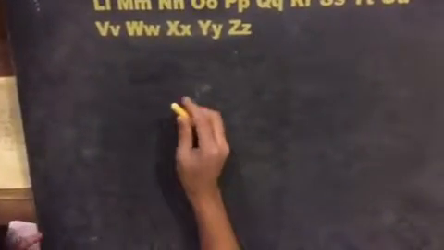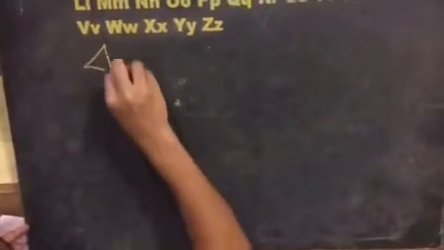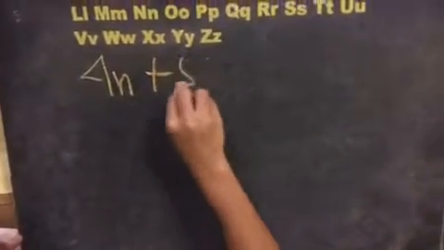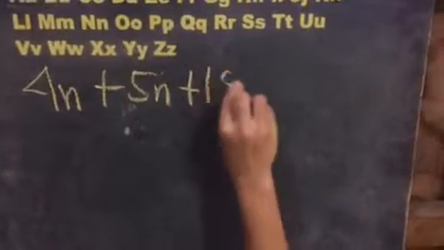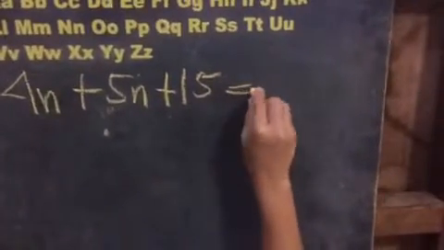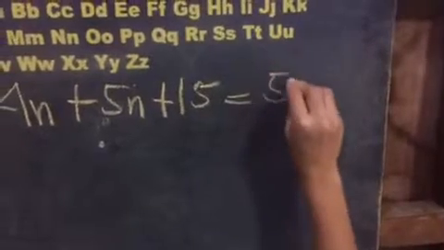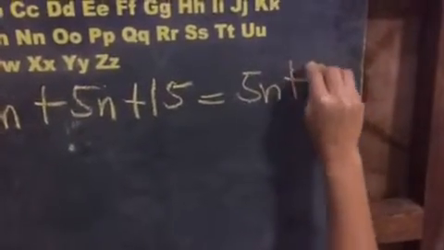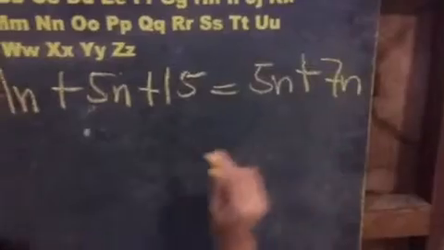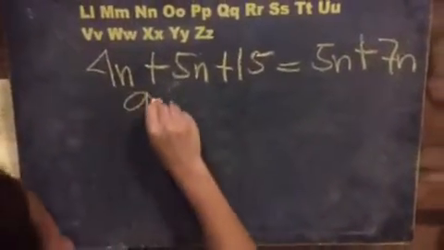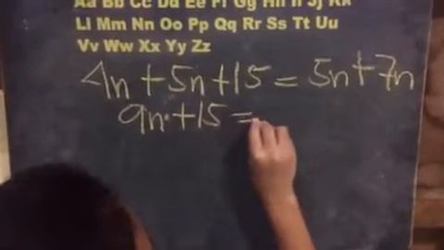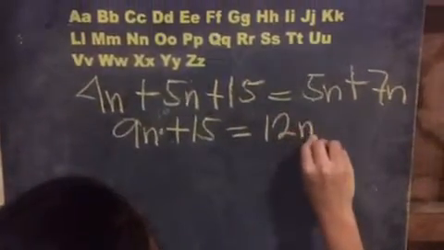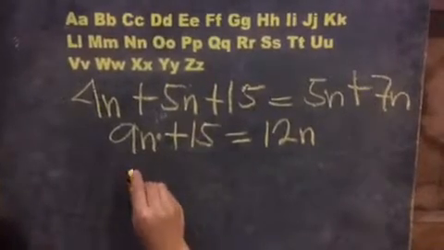So now, let's have another example. 4n + 5n + 15 is equal to 5n + 7n. Now, let's add those terms that have the same variable. 4n plus 5n is 9n, plus 15 is equal to 5n plus 7n, which is 12n.